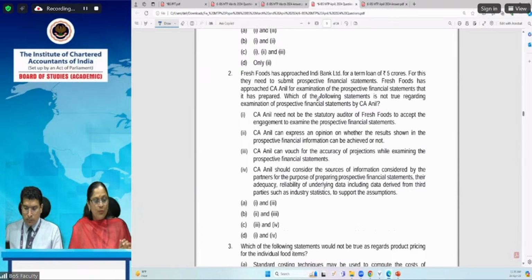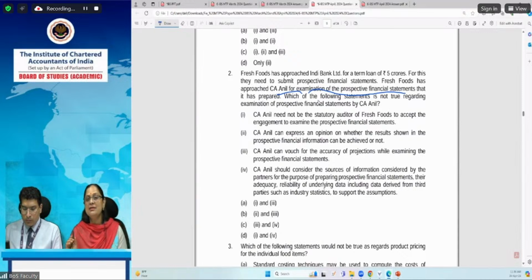So I hope MCQ 1 is clear to all, and MCQ 2 is pertaining to the auditing subject, right? So MCQ 2: Fresh Foods has approached IndiBank Limited for a term loan of rupees 5 crore. For this, they need to submit a prospective financial statement. So Fresh Foods has approached CA Anil for examination of the prospective financial statement. You need to understand now, this is not audit. It is examination of the prospective financial statement.